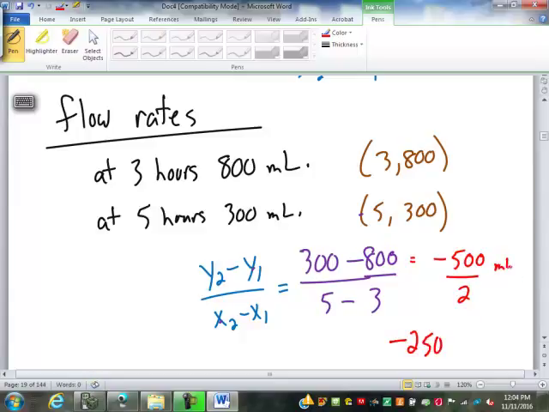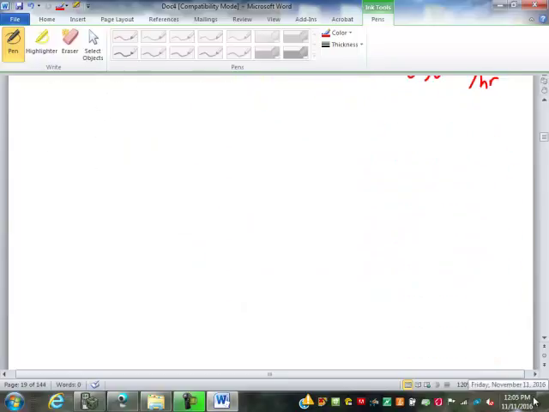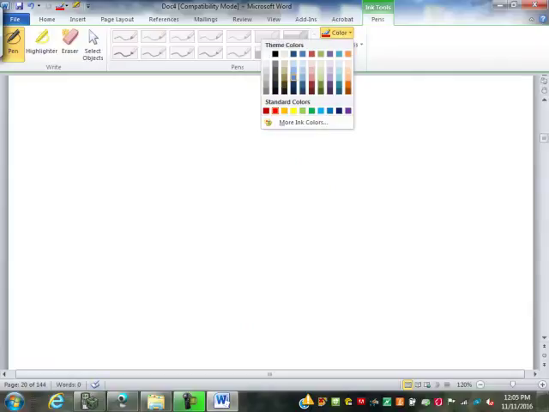Now this was milliliters over hours. So that's changing by 250 milliliters per hour. The bag is being depleted at 250 milliliters per hour. Or if you want to look at it the other way around, it would be positive: the amount of medication going into the patient is 250 milliliters per hour. So this could actually be used to create a graph relatively easily.